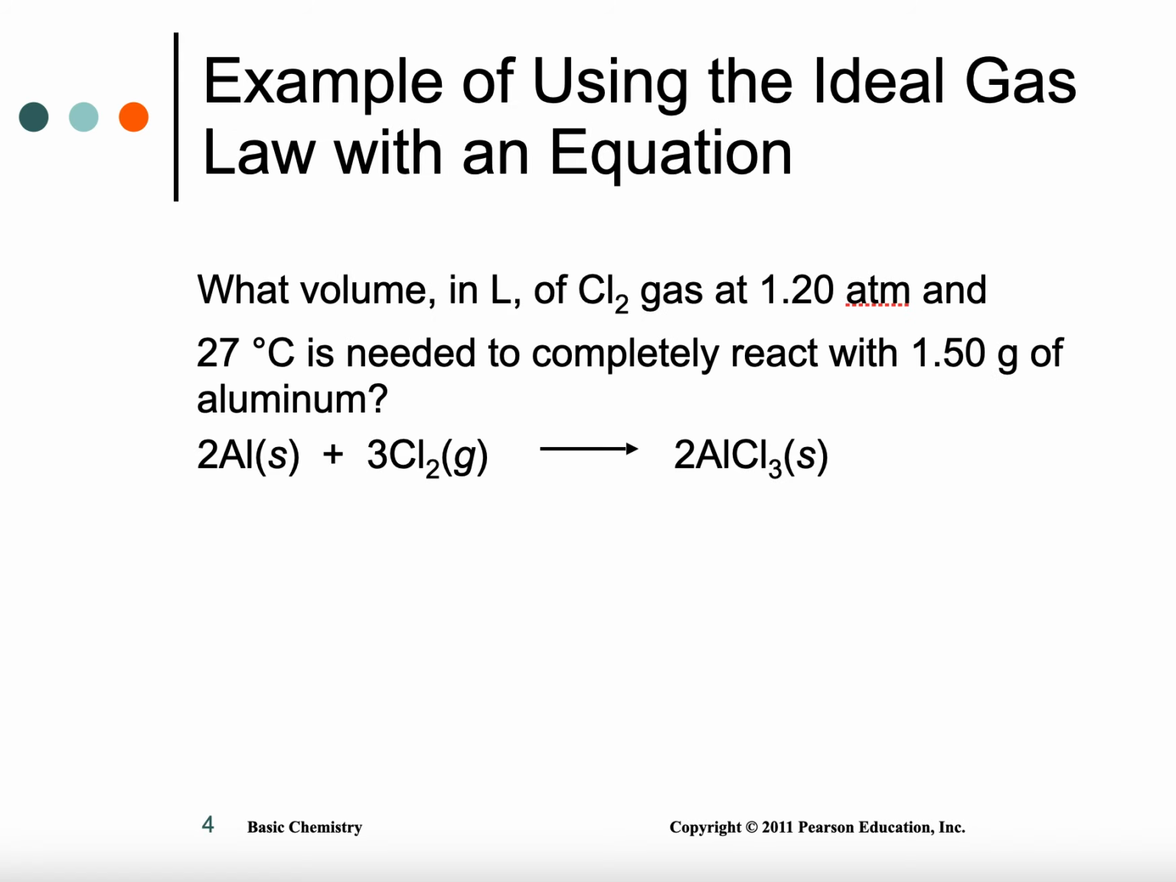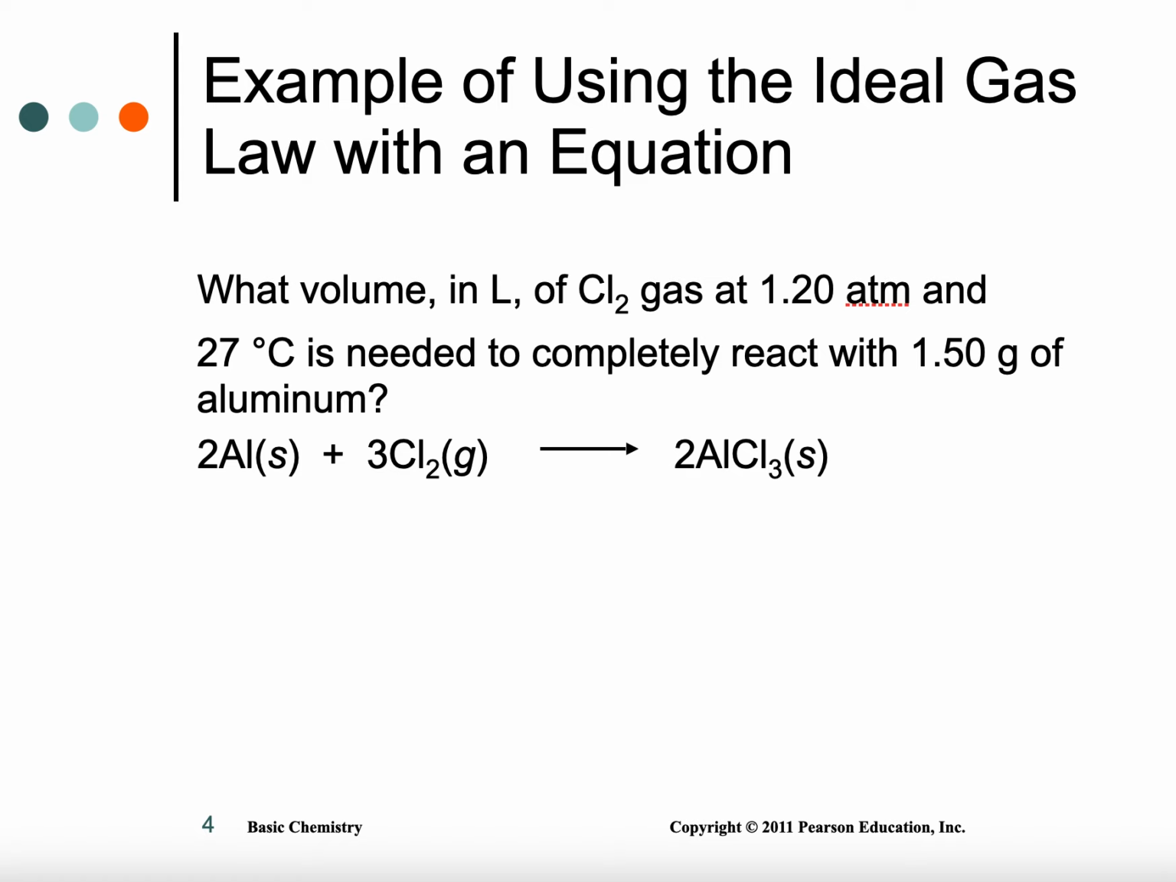So here's an example. What volume in liters of chlorine gas at 1.2 atmospheres and 27 Celsius is needed to completely react with 1.5 grams of aluminum? So I have 1.5 grams of aluminum coming in. I'm wanting how much chlorine gas. I know that there's a 2 to 3 relationship there. For every 2 aluminums I'm using, I'm going to use 3 chlorine gases.